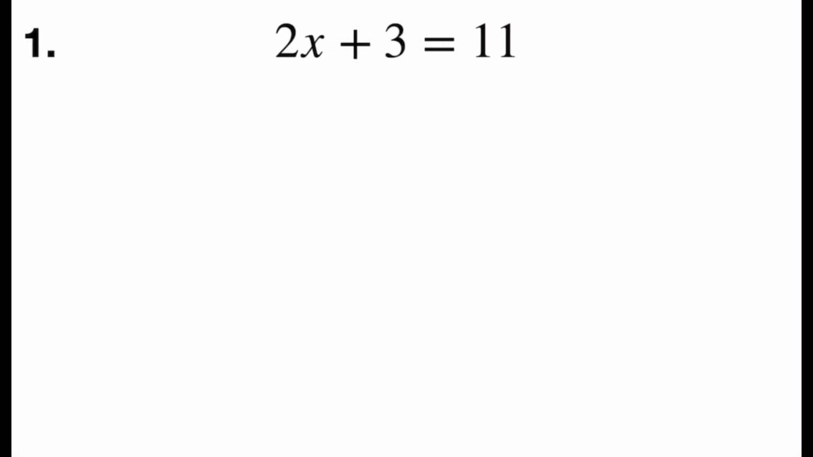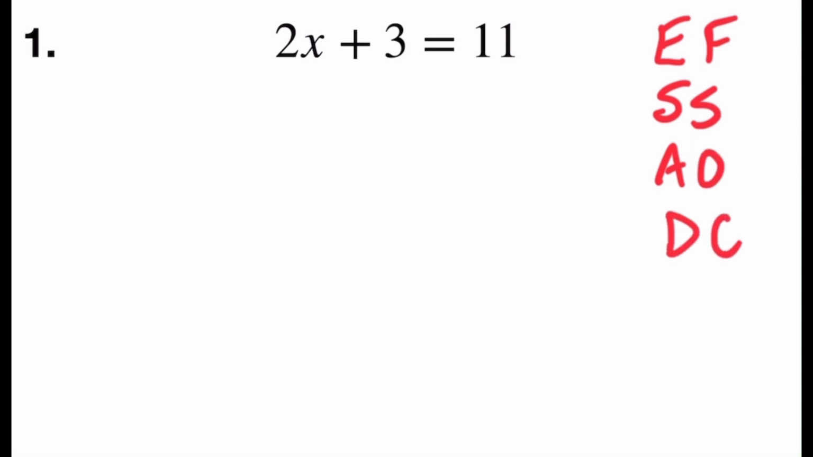Problem number 1 says 2x plus 3 equals 11. So to solve this, we're going to follow our 4-step plan that we went over in a previous video. We had a memory trick to help us remember the steps. It said 8 fish swam silently above octopi dancing cheerfully.